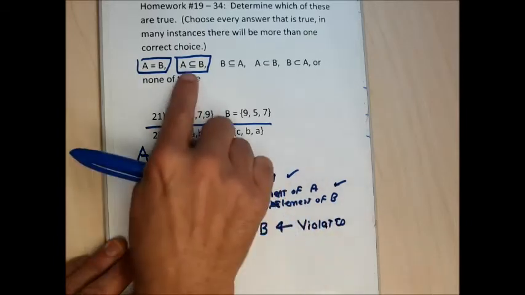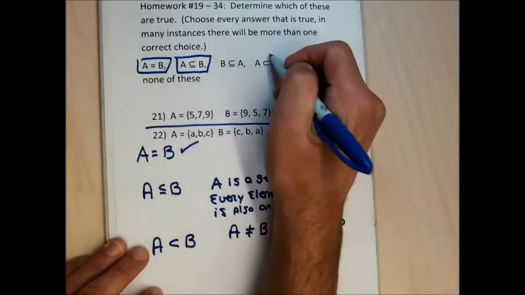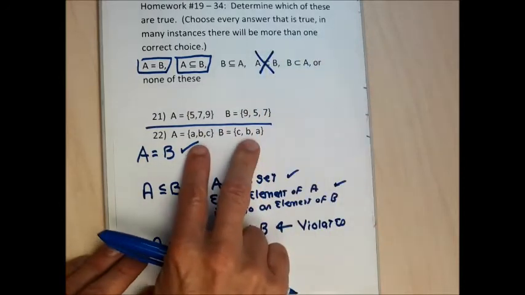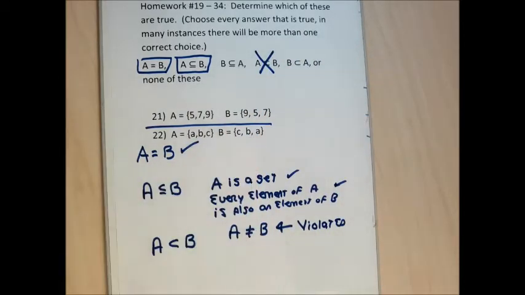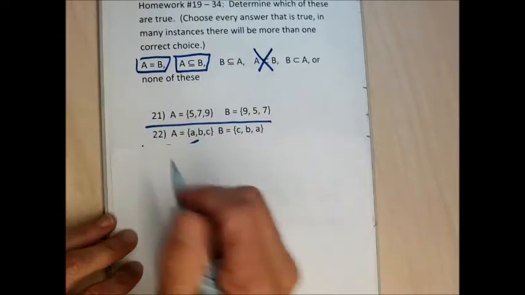So although A is a subset of B, it's not a proper subset of B because proper subsets don't allow the sets to be equal. Let me move on backwards and see if B is a subset of A.